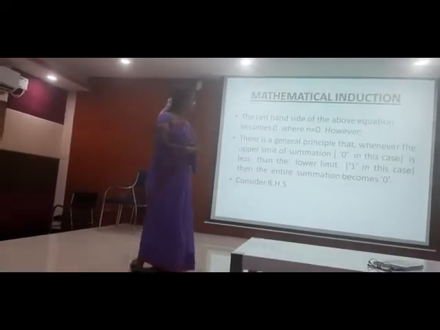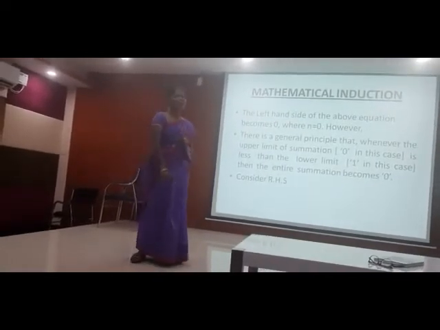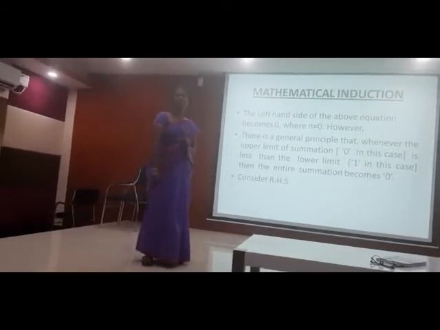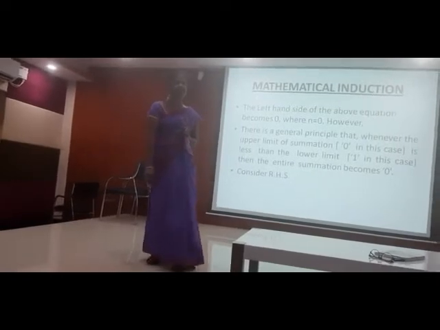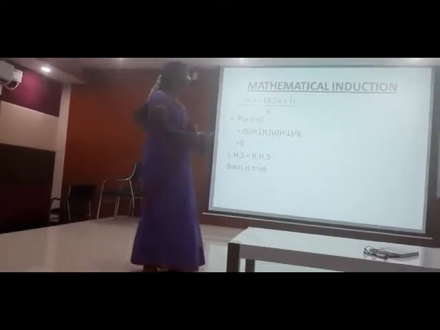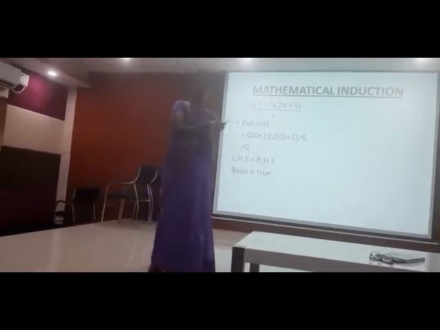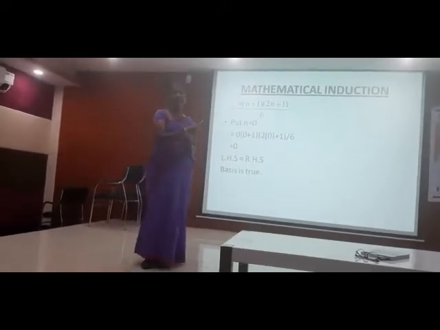Next, consider the right hand side of the statement. Put n equal to 0. n into n plus 1 into 2n plus 1 divided by 6. When you put n as 0, the RHS also becomes 0. LHS equals RHS, so both the values are 0. Now I can say that the basis is true.